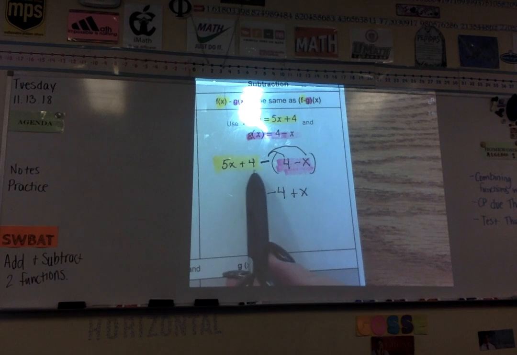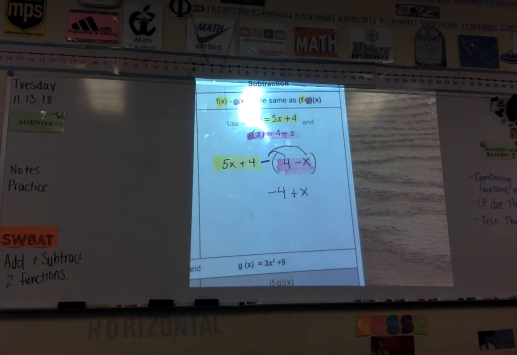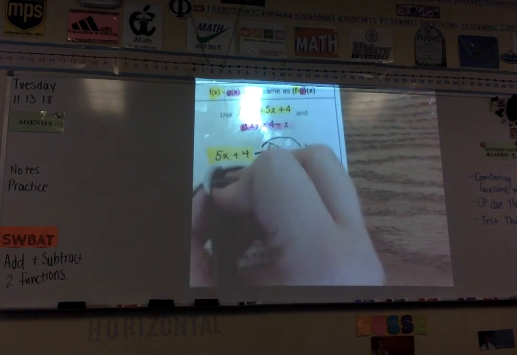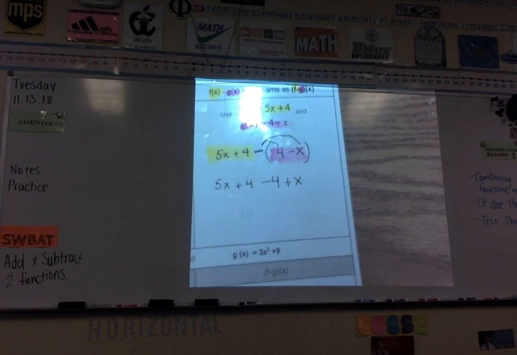Let me ask you this. Does the first part of the expression written in yellow change? No, not yet, because it's not in parentheses. So I'm going to recopy that down. 5x plus 4 equals 6x.